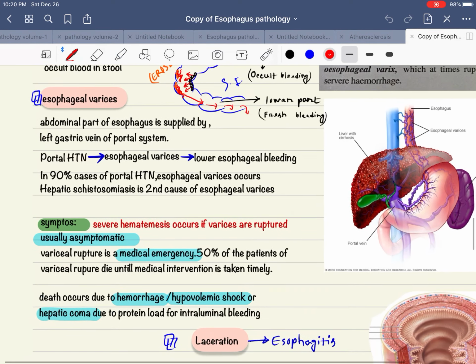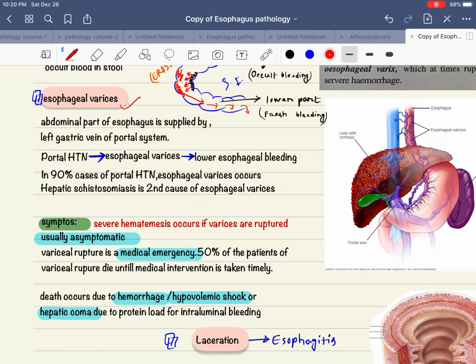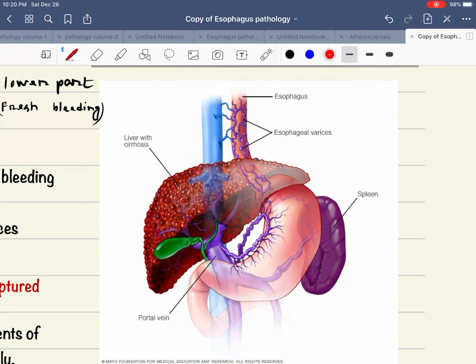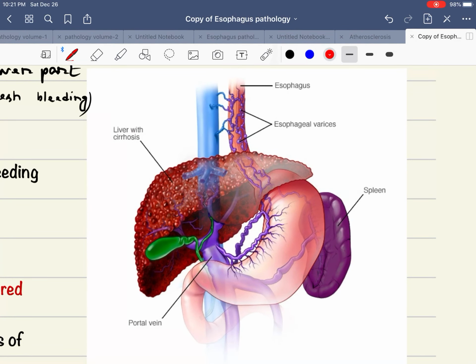Okay. Now another important topic is esophageal varices. Okay, esophageal varices, at first we have to know the simple anatomy behind it. All of us know that the esophagus has three parts: cervical part, thoracic part, and abdominal part. This is the abdominal part.